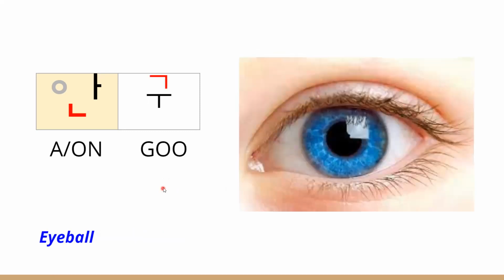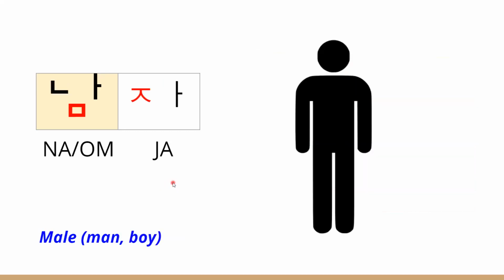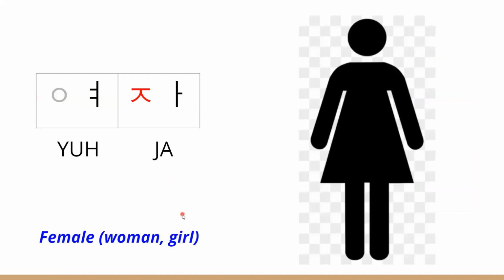But anyway, 안구 means eyeball. Now don't get this confused with eye because there's a different word for eye. 남자 means male, man, or boy, whatever you prefer. And this word is exactly the opposite of the one before. 여자 means female, woman, or girl. This doesn't have the CVC form that we learned today, but we thought it would be nice for you guys to know both male and female.